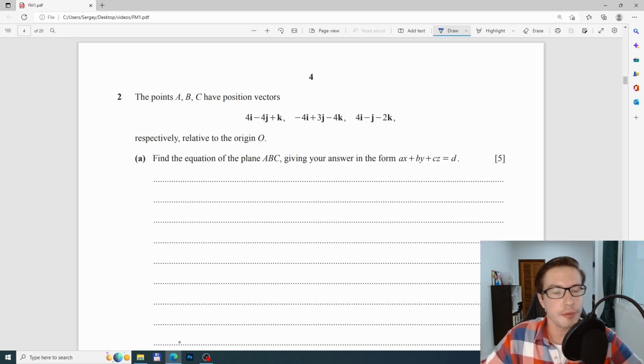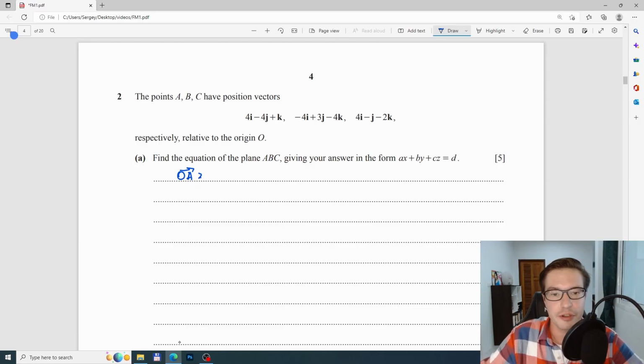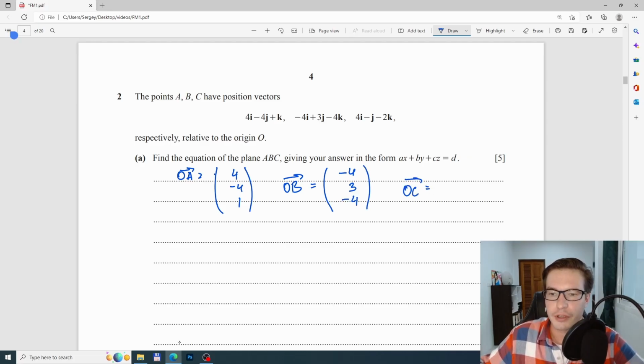Okay, next question is about vectors. And first of all, I'll just write everything using column vectors. So vector OA would be (4, -4, 1). Vector OB is (-4, 3, -4). And then vector OC is (4, -1, -2).